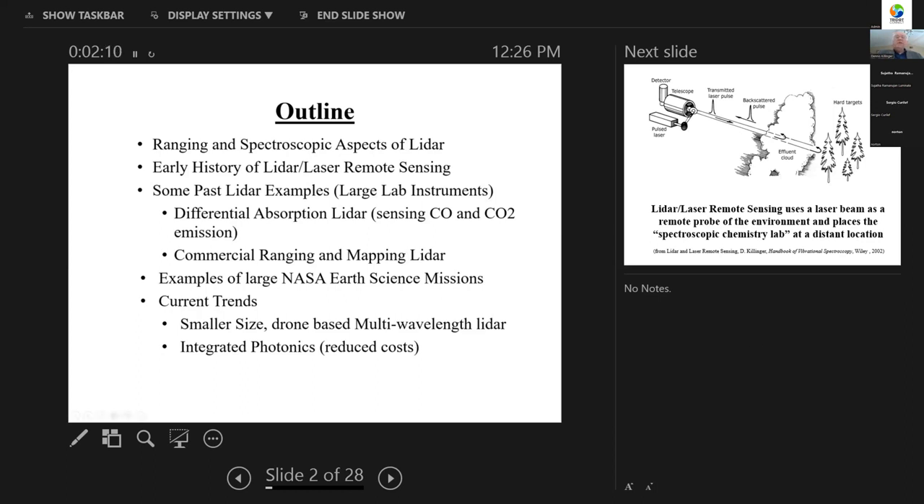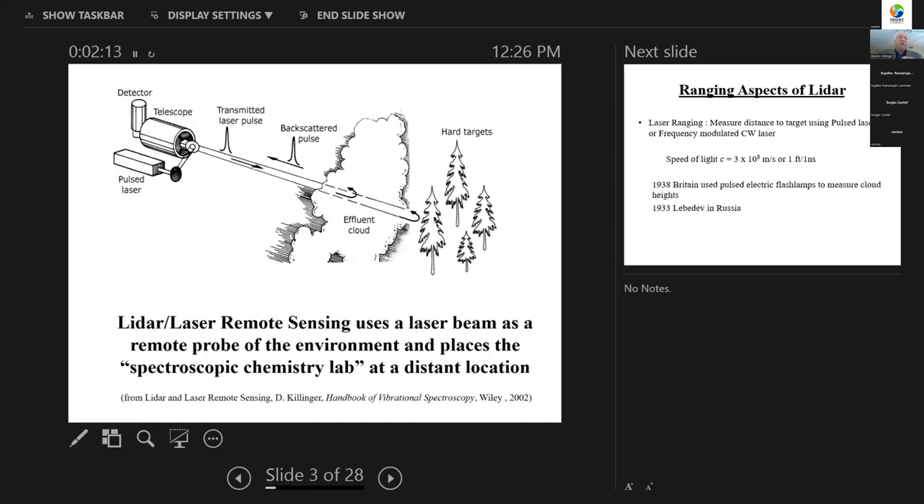This is a picture of what laser remote sensing is, sort of a cartoon. You have a laser beam, you send a pulse of light out into the atmosphere. It bounces off of hard targets or the atmosphere itself. And so you're really using the laser beam as a remote probe or a remote chemical probe of the environment. And I like to say it places a spectroscopic chemistry lab at a distant place. And you're able to have ranges of about from a meter out to 10 kilometers or further on out with this.